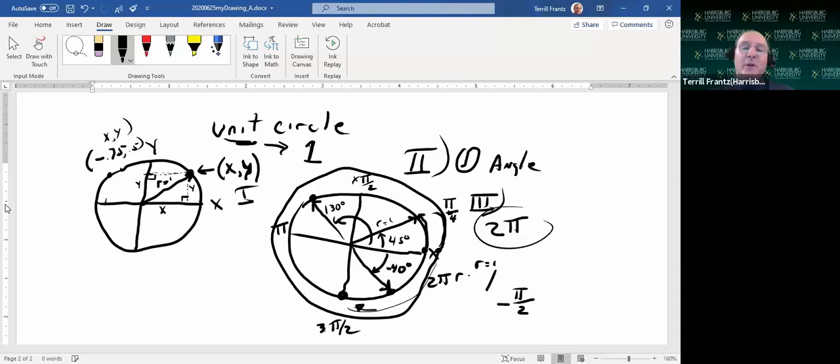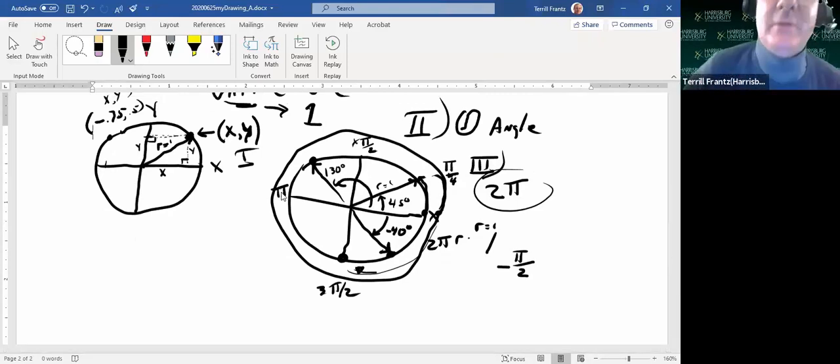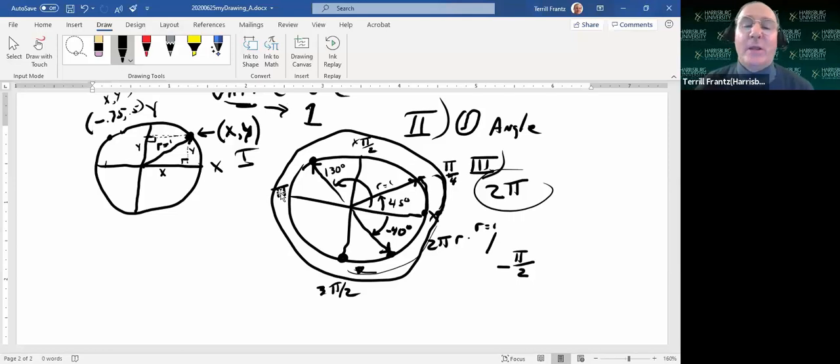So these are three ways of identifying where you are on the unit circle. And these three ways in particular, way number 2 and way number 3, are used a lot more. I found that once I started to get it, they're used a lot more than you might think.